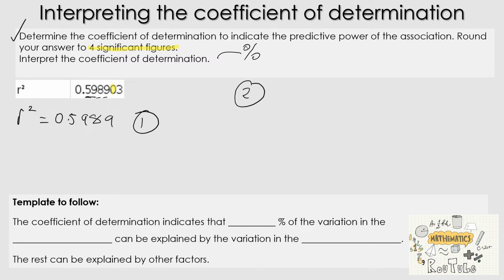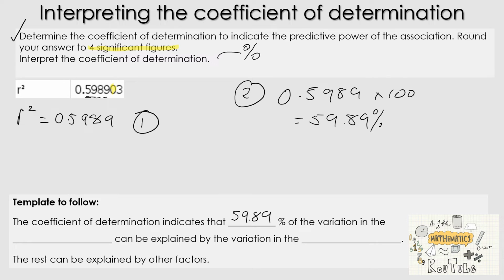Now I'll just write down the R squared value, so 0.5989. To get any value to a percentage, we always just multiply it by 100. You might have learnt to move the decimal point 2 places. So we're going to move it 2 places to the right to give us 59.89%. Now we have converted our R squared value into a percentage. So the coefficient of determination indicates that our first gap is going to be 59.89% of the variation.